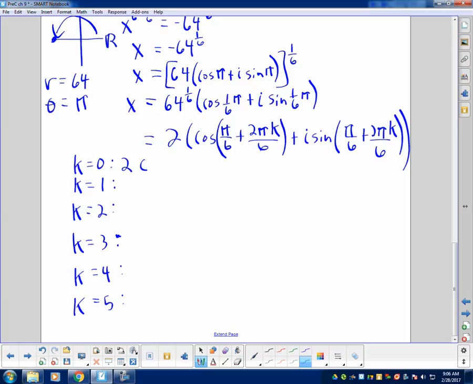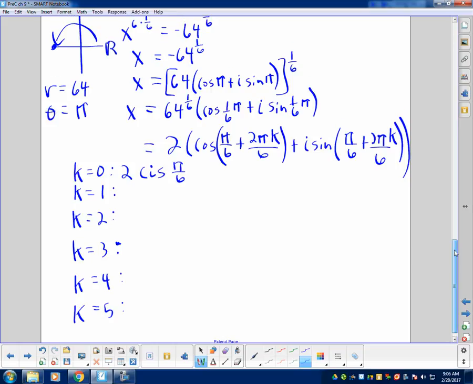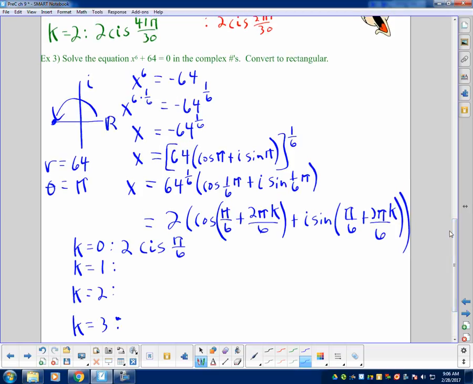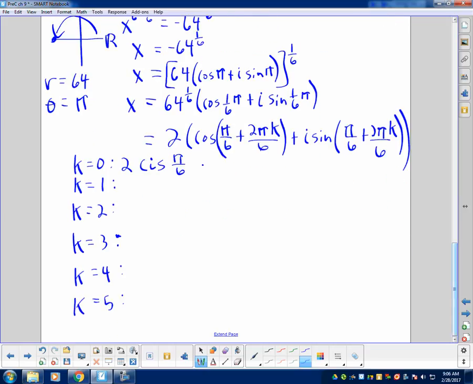And we're going to use our shorthand here. Our equation was in rectangular form, so we're going to want to have our answer in the same form. So this is going to equal 2 times, what's cosine pi over 6 equal? Yeah, root 3 over 2. Plus i times 2 times 1/2. Which equals root 3 plus i. So there's the first one, root 3 plus i.